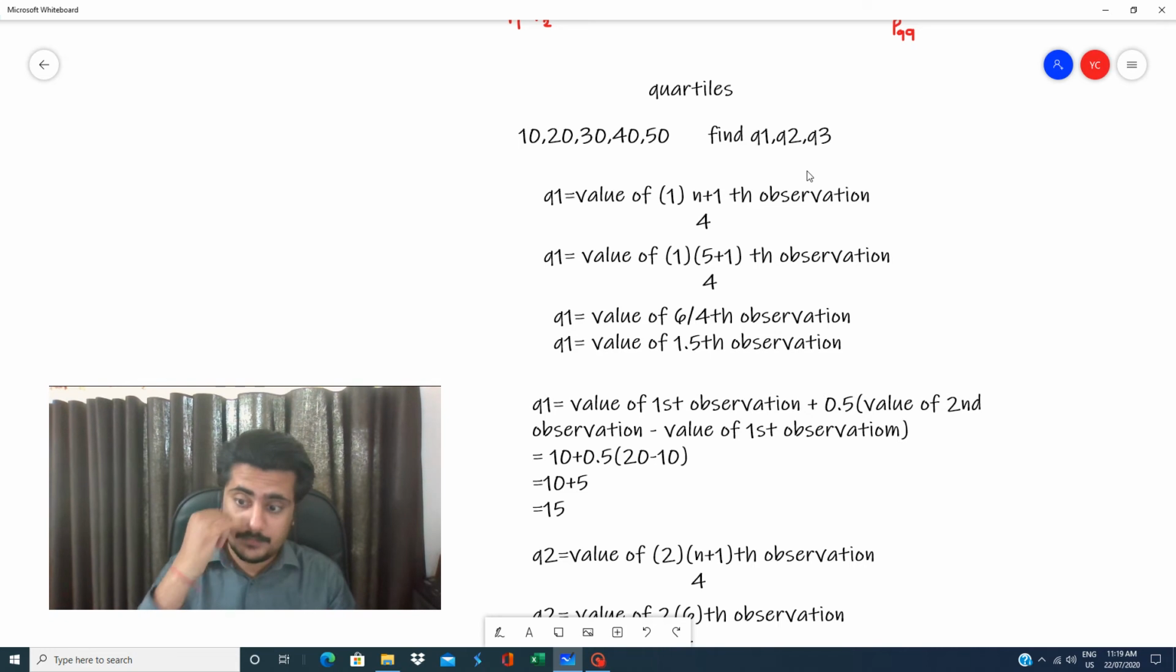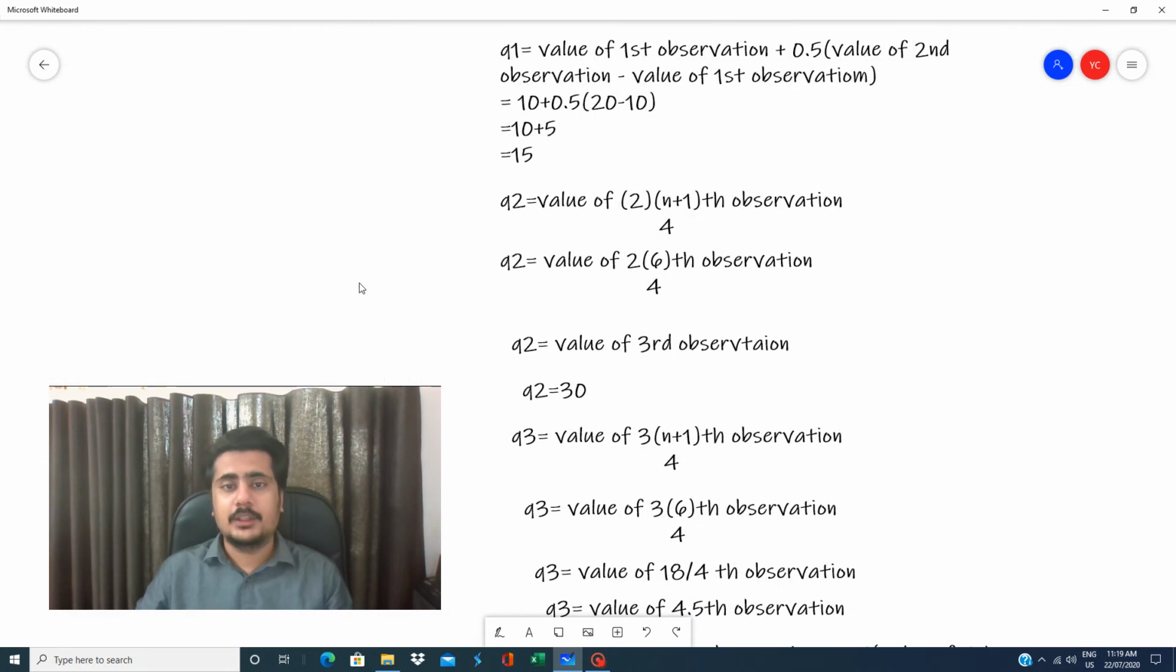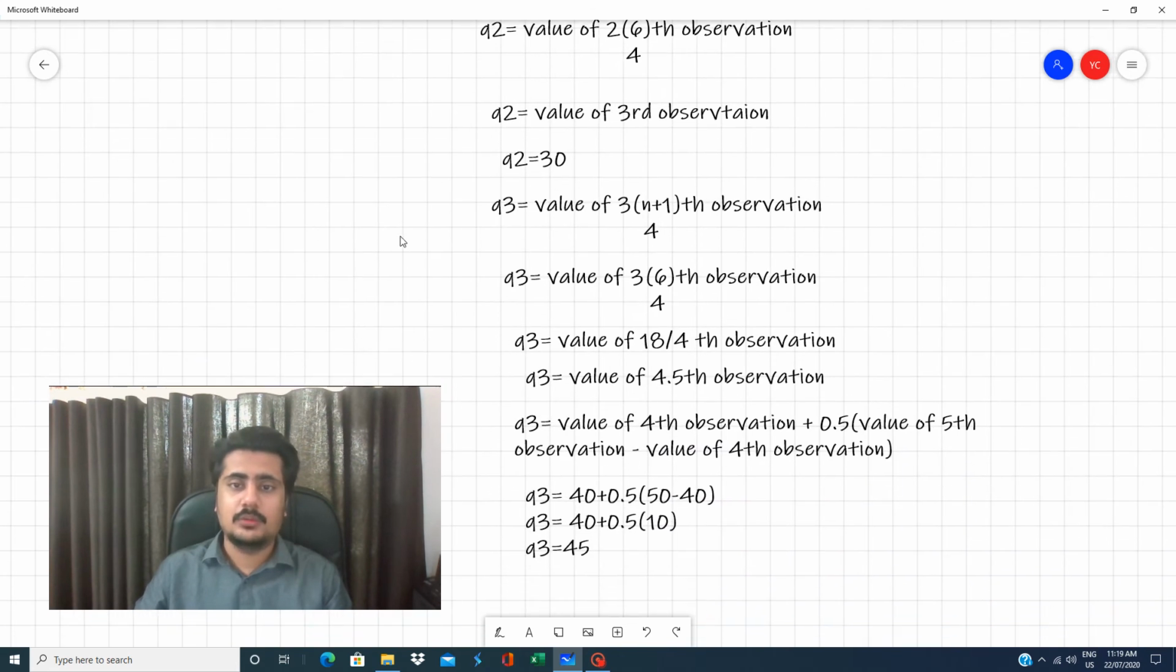How have we solved it? Q1 is equal to the value of 1 into (n plus 1) upon 4th observation. Why upon 4? Because it is a quartile. And why have we multiplied by 1? Because it is Q1. The same way we did Q2. In Q2, the formula was 2 into (n plus 1) upon 4. Why is 2 multiplied? Because it is Q2. And why have we divided by 4? Because it is a quartile. The same way we have done Q3.